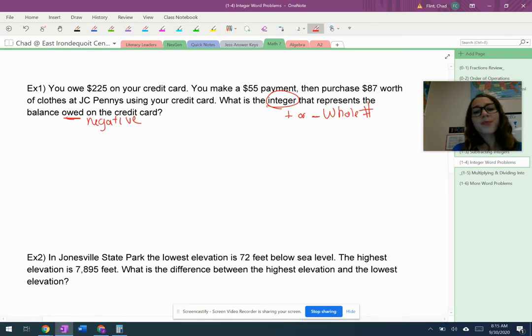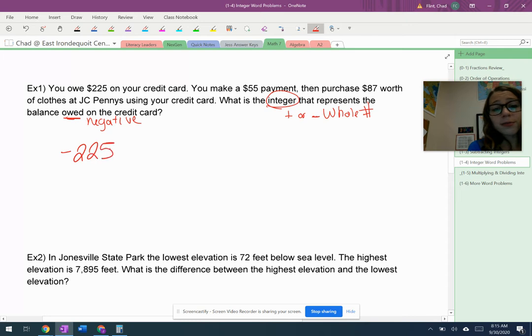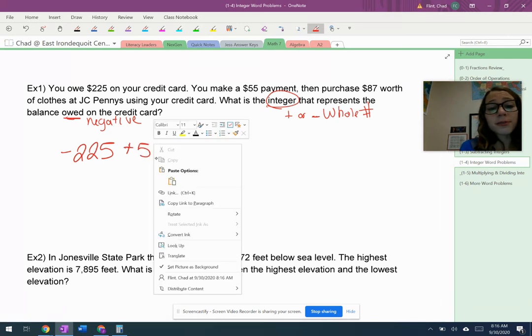You did something wrong. Okay, so first thing, we want to get ourselves a horizontal number sentence. So you owe $225. What integer could you write down to represent owing $225? Well, we just talked about owing something as a negative, so I'm going to start with negative 225. So then you make a $55 payment. So you're making a payment towards the money that you owe on that credit card. It's like you owe that company $225, and you're giving them 55 of that. So that would be represented as a positive 55.